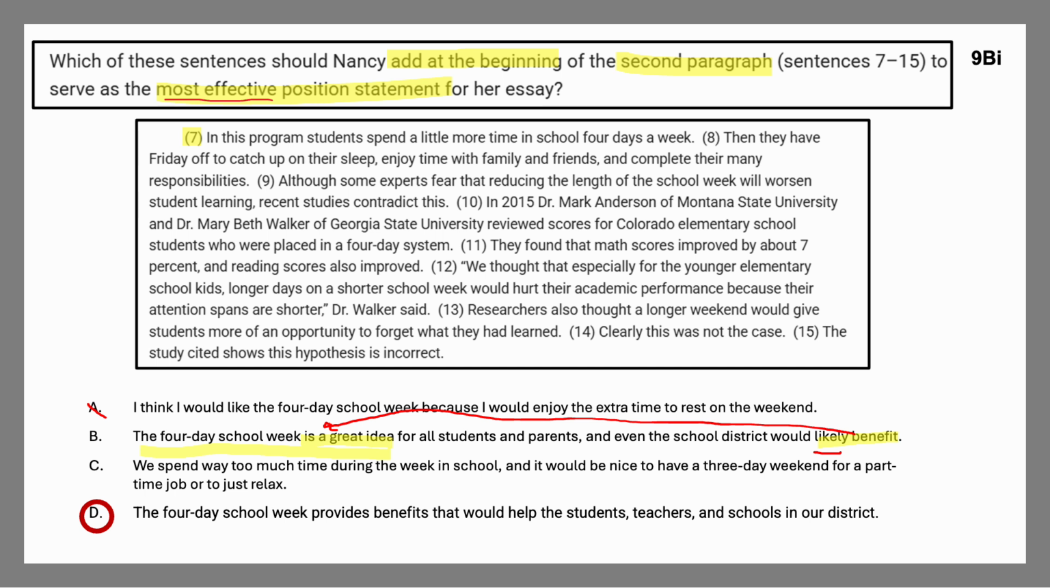Looking at C, we spend way too much time during the week in school, and it would be nice to have a 3-day weekend for a job or to just relax. That is not a position. It's just giving me a reason why. The position itself here is saying we spend too much time during the week at school, as opposed to focusing on the 4-day school week. Even then, it's focusing on a 3-day weekend, and that's not necessarily what this entire paragraph is about. It's focusing on the 4-day school week. So C is almost changing the focus of the entire passage altogether. So we're left with D.